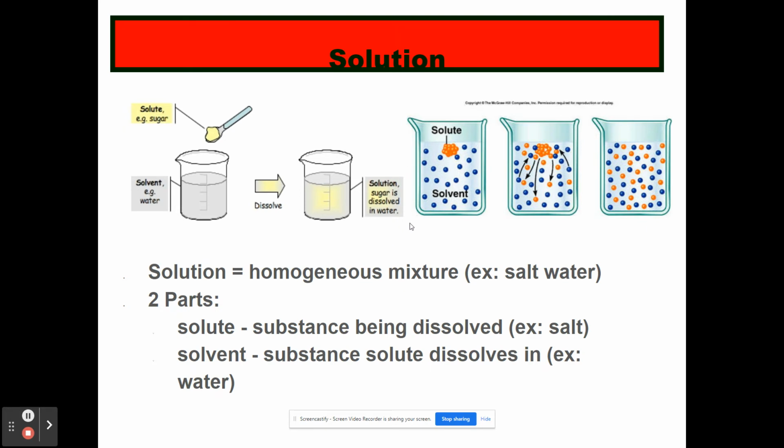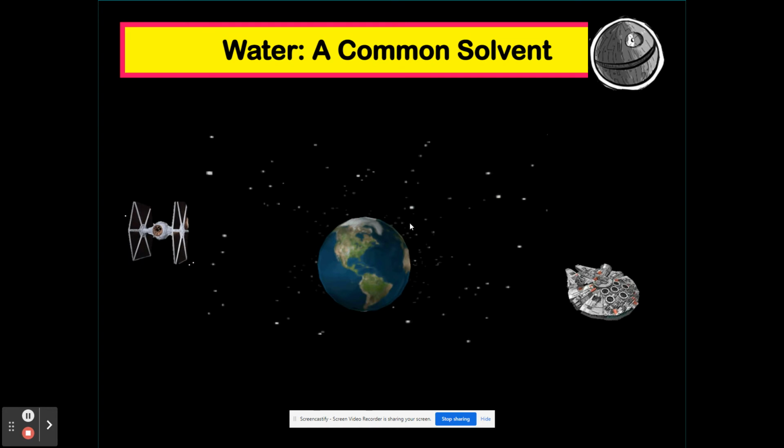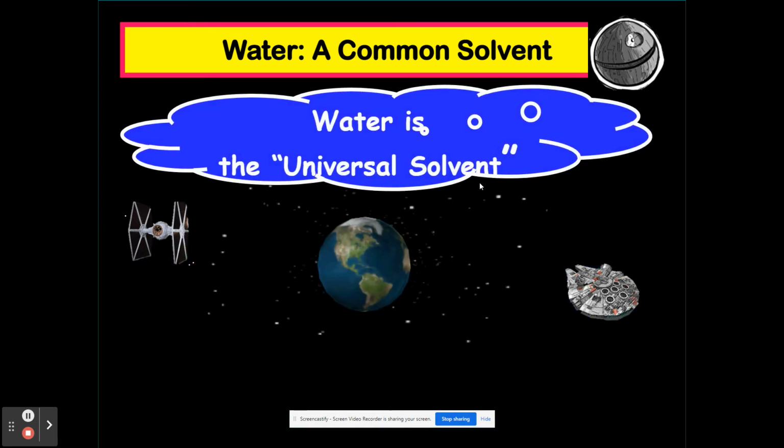You've got a homogeneous mixture, salt water, two parts. You've got your solute, which is what's being dissolved, and the solvent, which is doing the dissolving. Water is called our universal solvent. Okay, water is the universal solvent. It's found in almost everything.